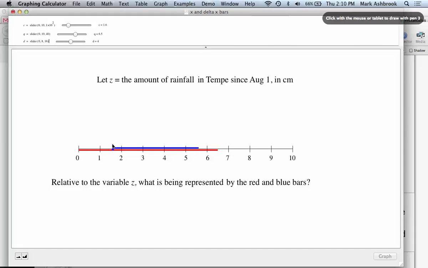Okay, so what is this value right here? Z equals what? Well, 1.6. And what does this look like right there? 5.6. So that blue bar represents a change in the amount of rain, starting at 1.6 and ending at 5.6 centimeters. So at some point after August, the amount of rain hit 1.6, and at some later point it hit 5.6, and so that blue bar is showing that change. How much was that change in rainfall?